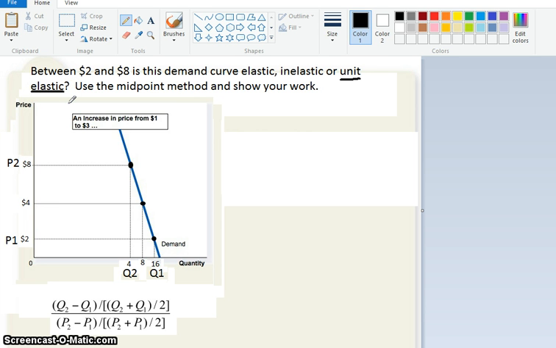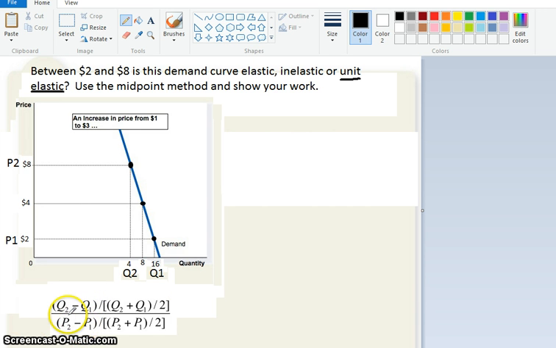The question is, how can we use this midpoint method? We already know the answer, but we want to calculate using the midpoint method so that we can prove that it works in both ways. So what you're going to do here, and I took the liberty of setting this up for you, is down here is your formula for the midpoint method.